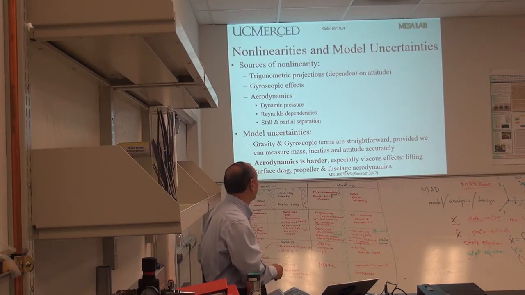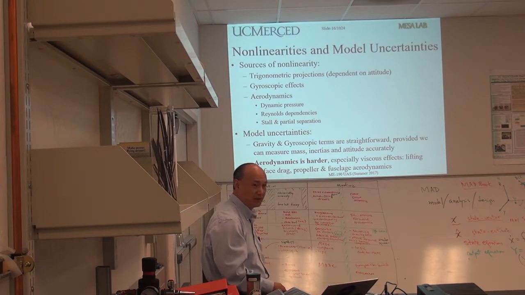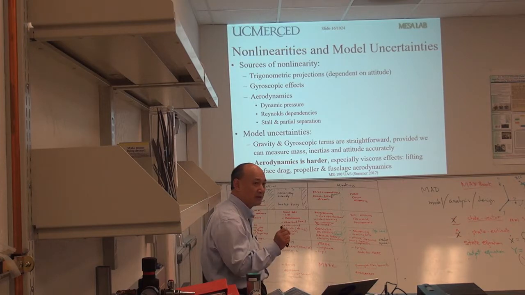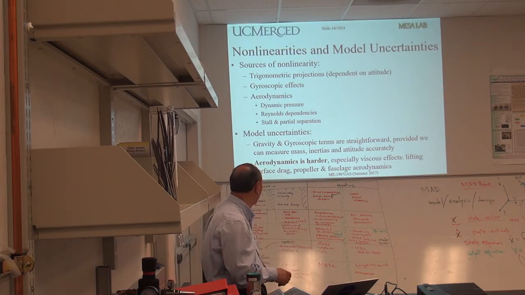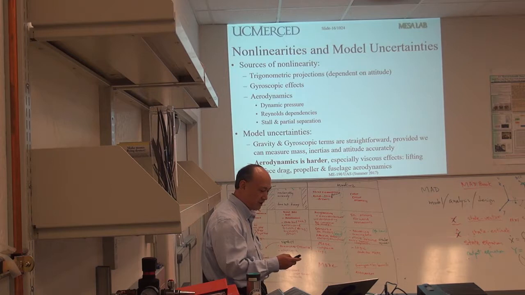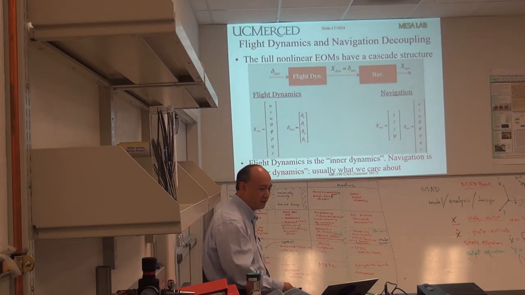In addition to nonlinearities, there are things that may be linear, maybe nonlinear, but we do not know. It's called uncertain. So for gyroscopic and gravity, it's crisp, it's perfectly known. We can measure mass, inertia, attitude accurately. However, the aerodynamic part is hard. So different viscous effects, lifting surface drag, and the propeller and the fuselage aerodynamics in addition to that. So it's tough. So let's talk about flight dynamics.